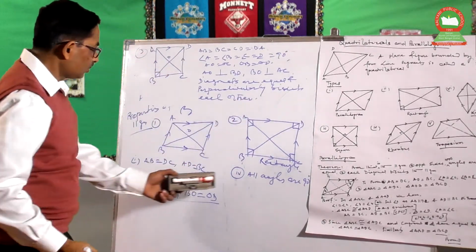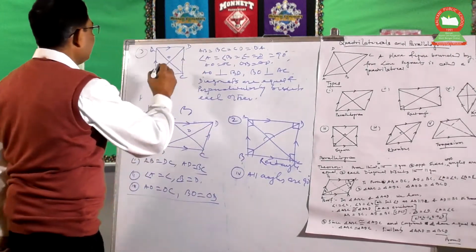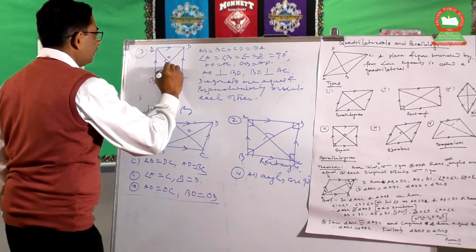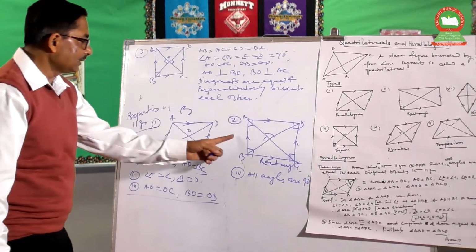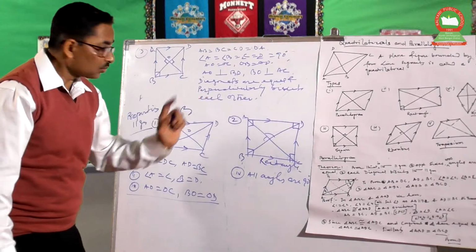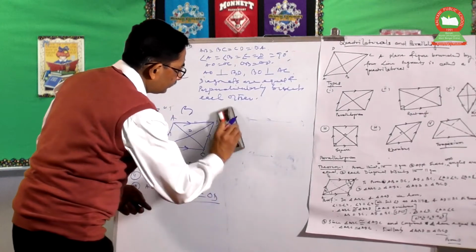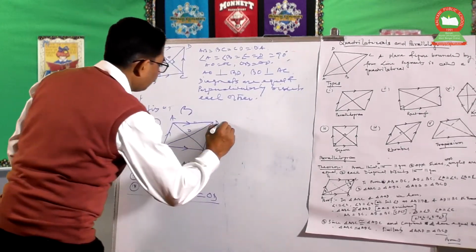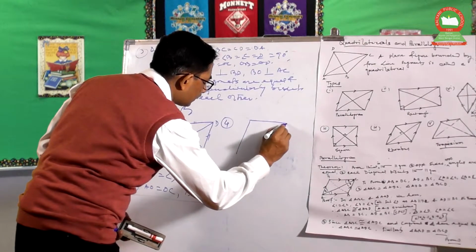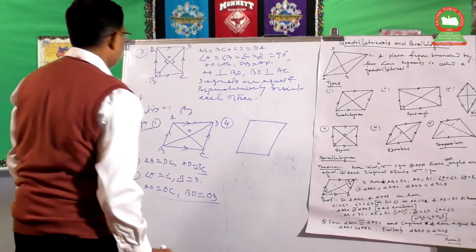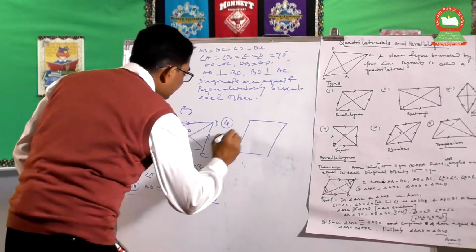The difference is here angles are not 90 degrees, here angles are 90 degrees. This is the difference between these two, and also the sides are equal. This is the difference between rectangle and square. Next, number 4 is coming, rhombus. Suppose this is a quadrilateral, this is a square, and this is a rhombus.